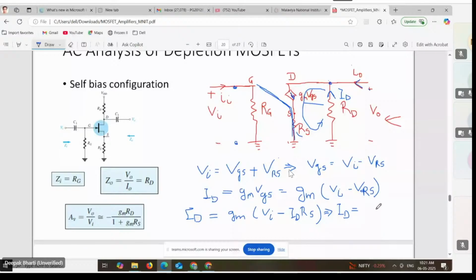It will be GM VI upon 1 plus GMRS. GM VI upon 1 plus GMRS. So this is ID. So what is V naught? V naught is again minus ID times RD.